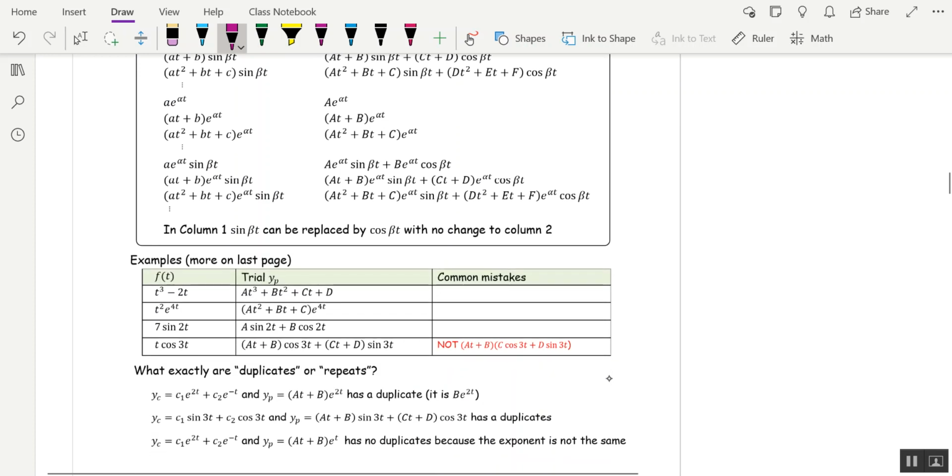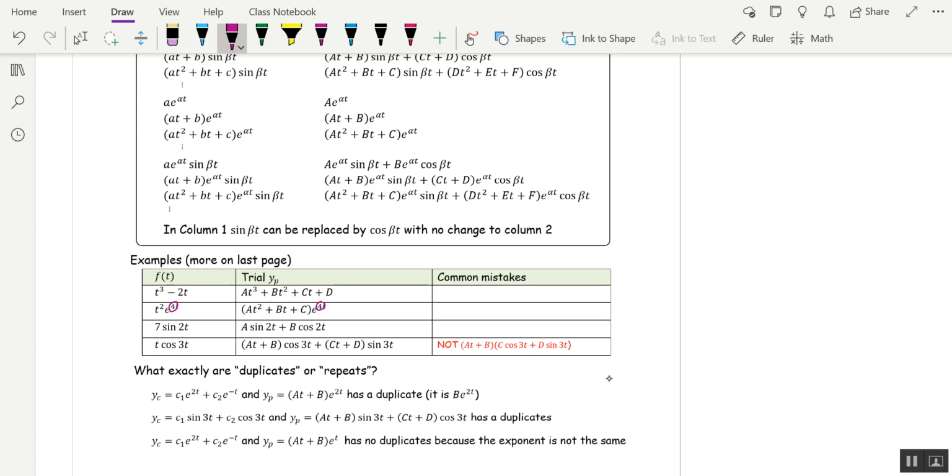But if your f of t is a polynomial, then you need to replace that with a trial YP of a generic polynomial. So if there are missing terms here, you still need to have all the terms in your trial YP. Next one is a polynomial times an exponential. So a polynomial times an exponential is going to have YP, a polynomial times that same exponential. So if this is a 4, this is going to be a 4. And then your t squared gets replaced with the generic quadratic polynomial.